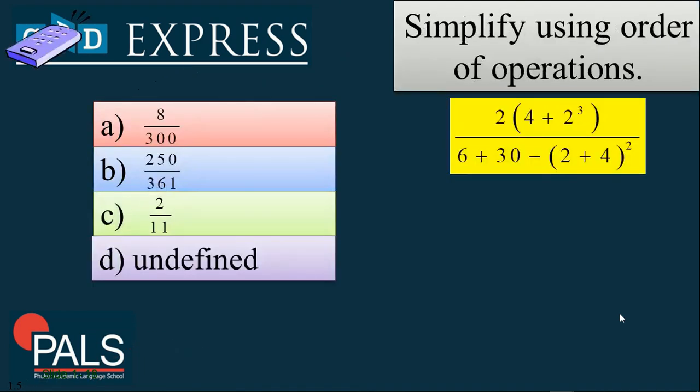How about this one? 2 parenthesis 4 plus 2 raised to 3 closing parenthesis over 6 plus 30 minus parenthesis 2 plus 4 raised to 2. So in this case, the answer is undefined because the denominator is 0.